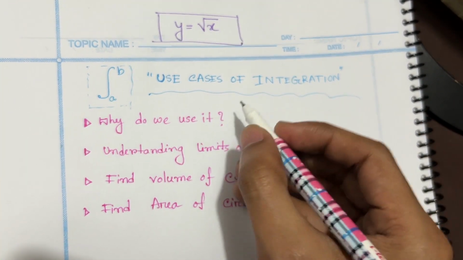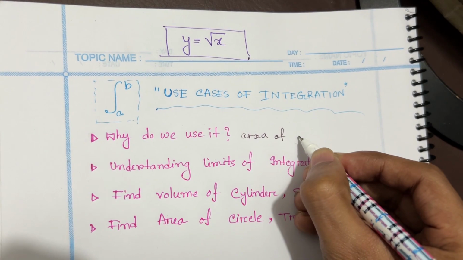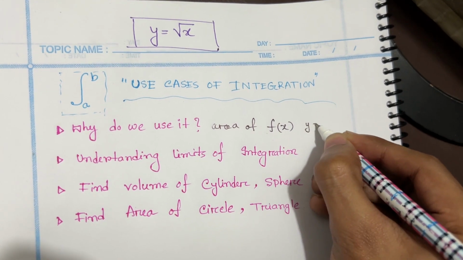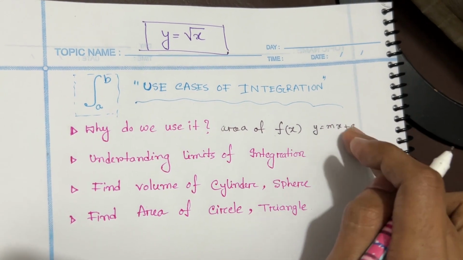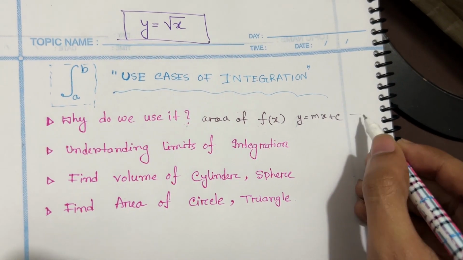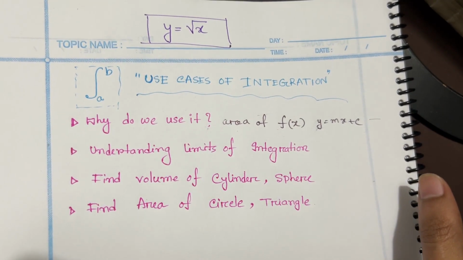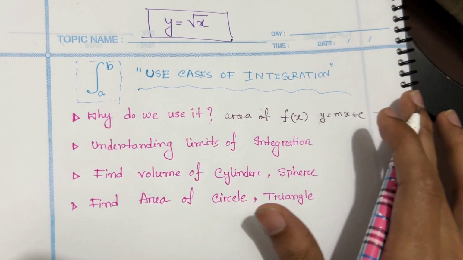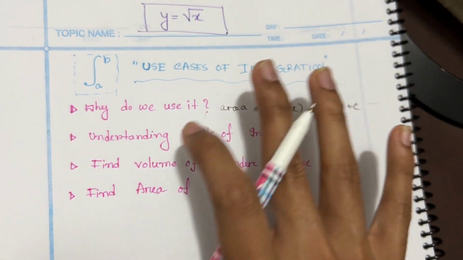We use it to find the area of anything, any function of x. This function can be like y = mx + c. It can be any function, I'm just giving an example. It can be any equation or function. This is just a simple straight line equation. You can do this for a circle, a sphere, a cylinder, all of these things. For any kind of shape you can find the area, as long as you have the equation for it, which is very important, and you need the limits. Then you can find anything.